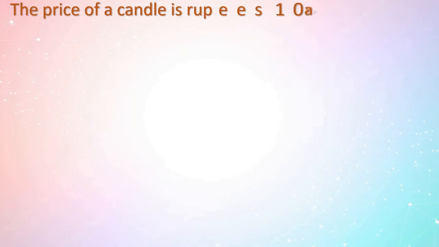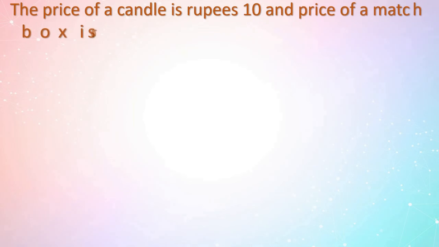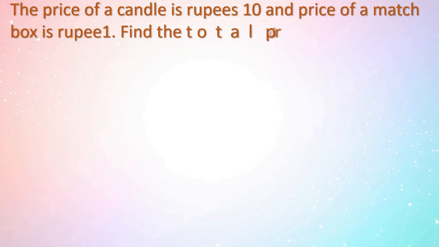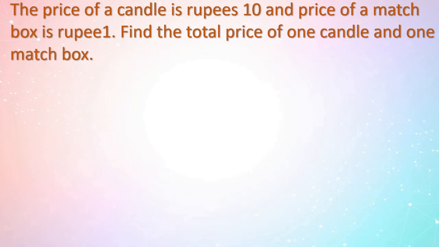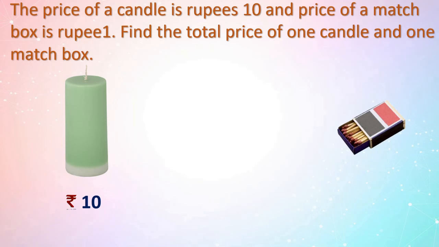The price of a candle is rupees 10 and price of a matchbox is rupee 1. Find the total price of one candle and one matchbox. What is given here? The candle. Okay, what is the cost of this candle? Rupees 10. And one more item is there, that is matchbox, and the cost of this matchbox is rupee 1.